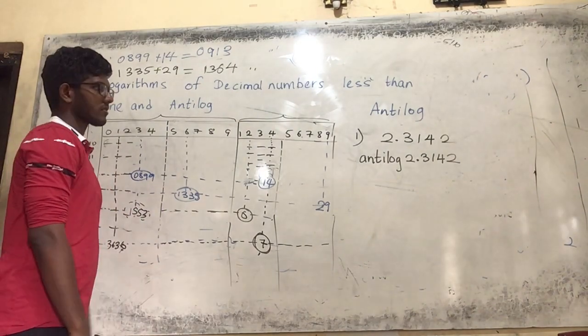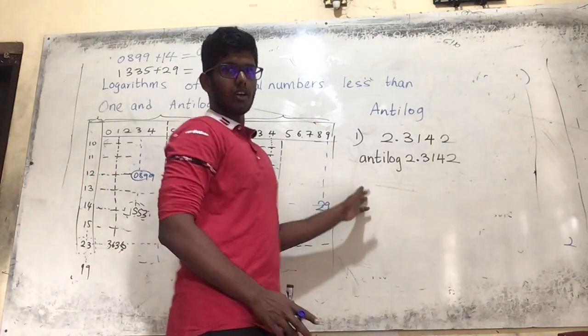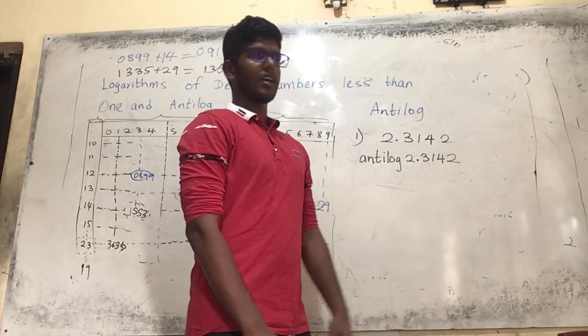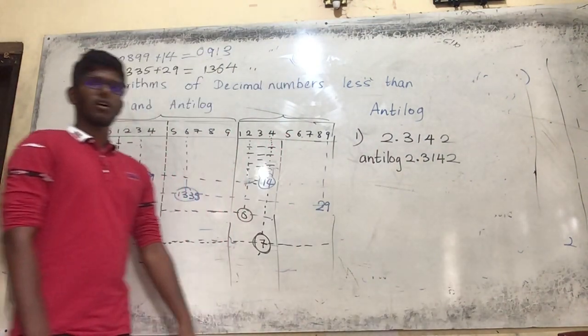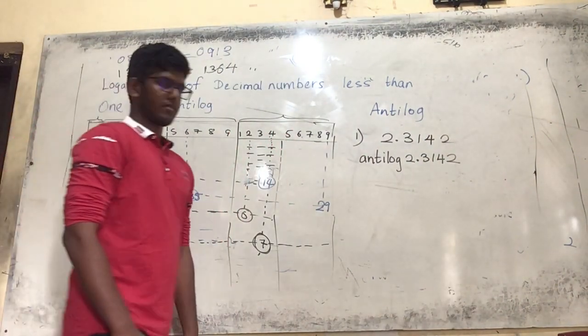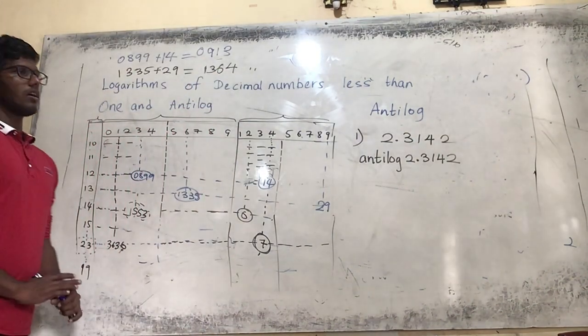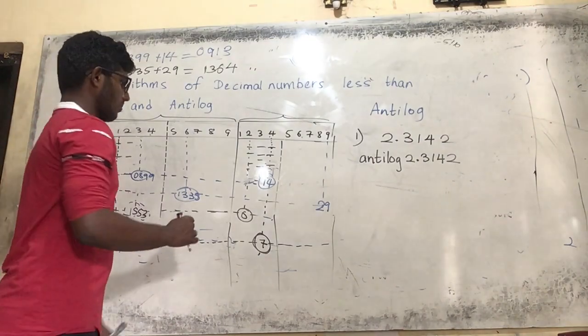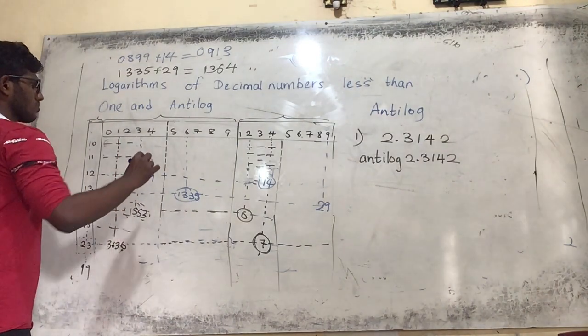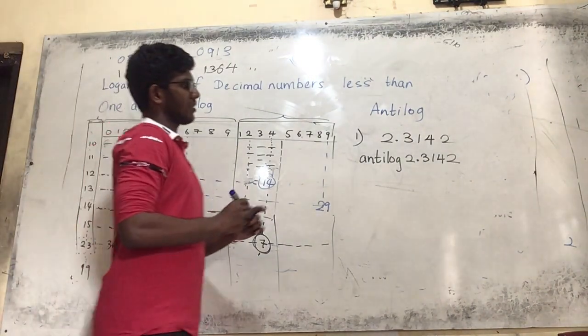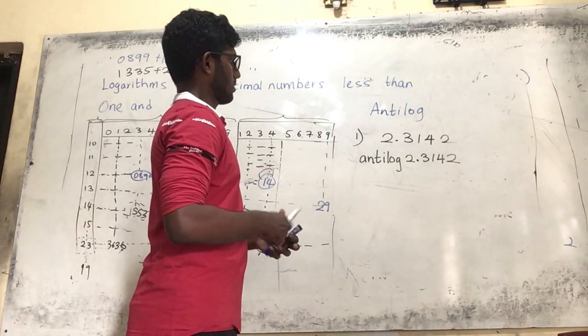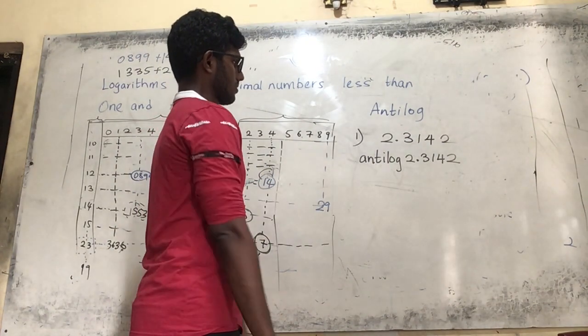Okay. So antilog, not log, antilog. That is actually the reverse of logarithm. Right? Antilog value is the reverse of logarithm. So what you have to do? What you have to do to get the antilog?